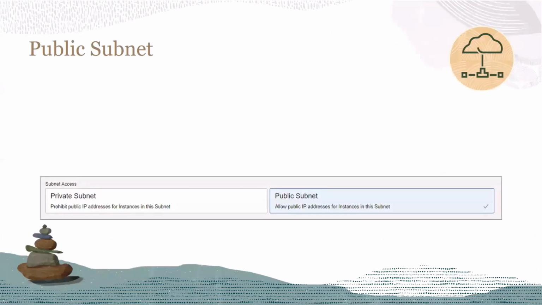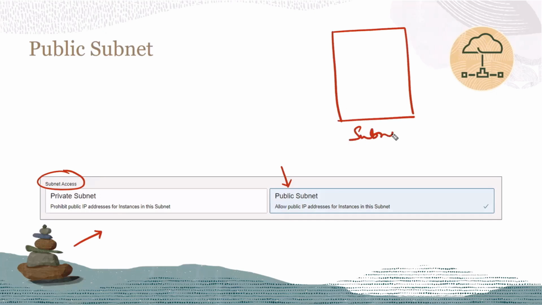So this is what you get to see when you are creating a public subnet inside the OCI console. Under subnet access, you should select public subnet, and that is actually the default choice. And when you select public subnet, because ultimately the instances will be placed inside the subnet. For example, this is the subnet, and we can have virtual machine instances, let's say VM1, VM2. So virtual machines will be deployed inside the subnet.